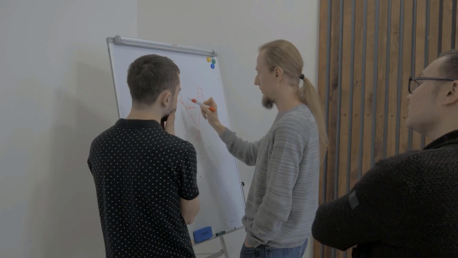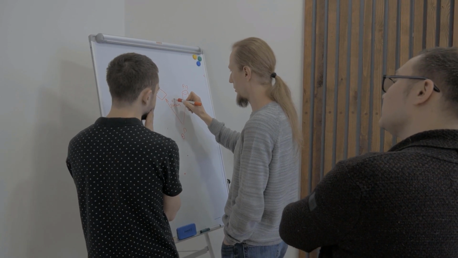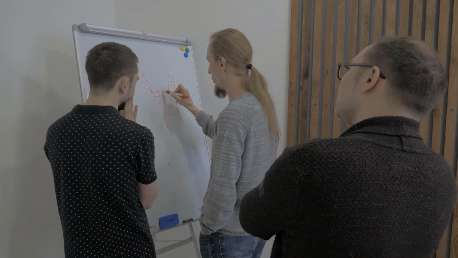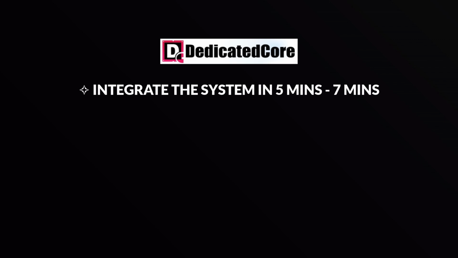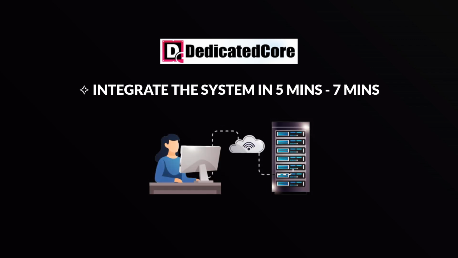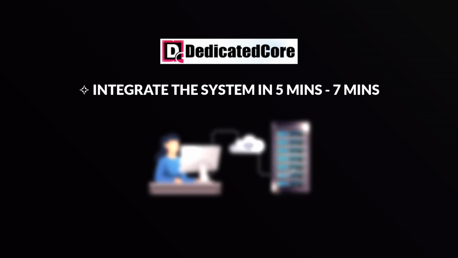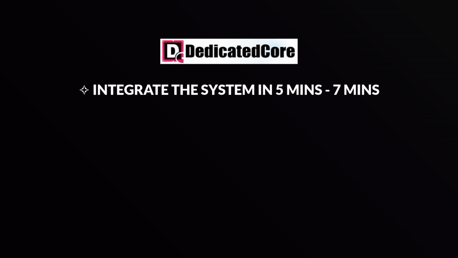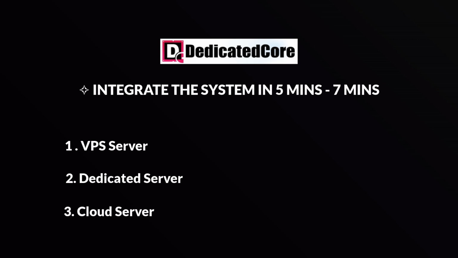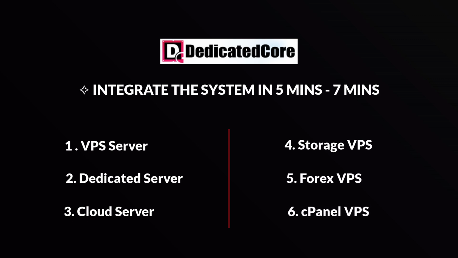This is a very simple process. Unlike other competitors who make it complicated, with Dedicated Core you can integrate the platform in a maximum of 5 to 7 minutes. And in a very short period of time, you can start selling VPS, dedicated servers, cloud servers, and even other services like storage VPS, Forex VPS, and cPanel VPSs.